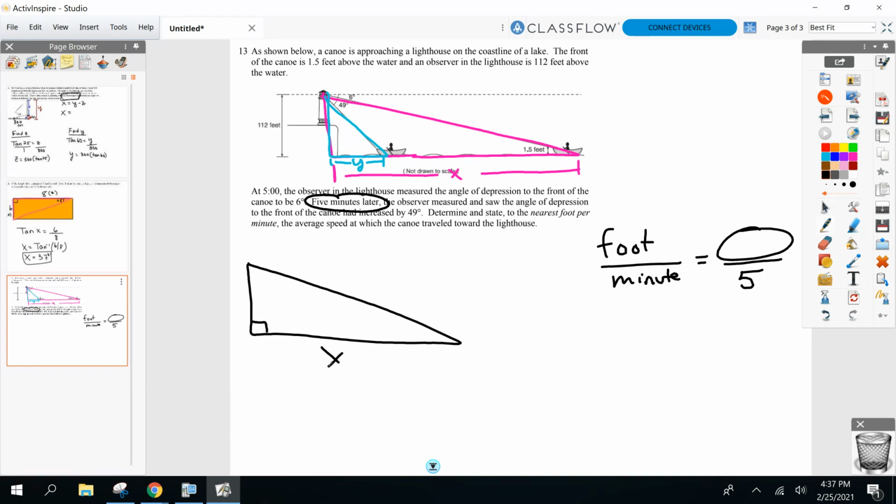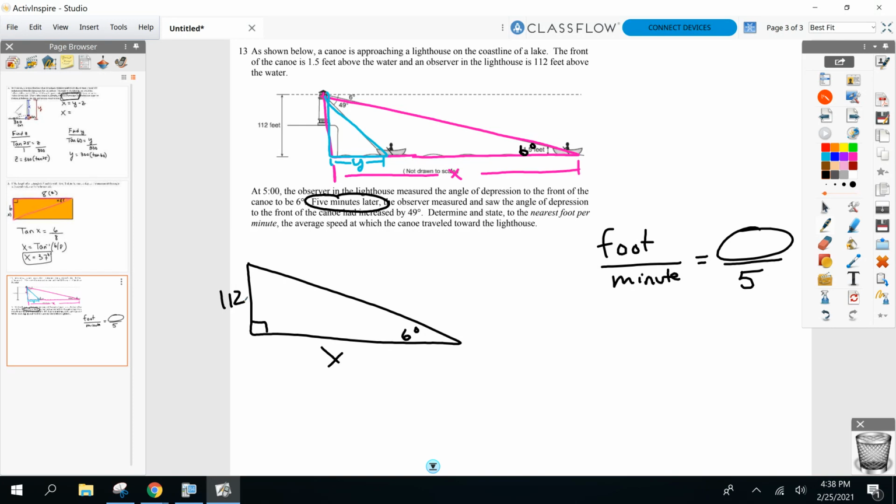Let's see, this is going to be, if I do alternate interior angles, 6 degrees. Okay, that matches up with the 6 degrees down below. So this is my 6 degrees here. And then I know the whole thing is 112 feet on the left, so I can use 112 for that one, right? At 1.5.